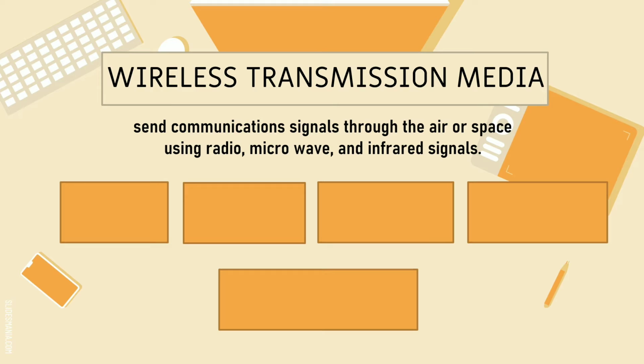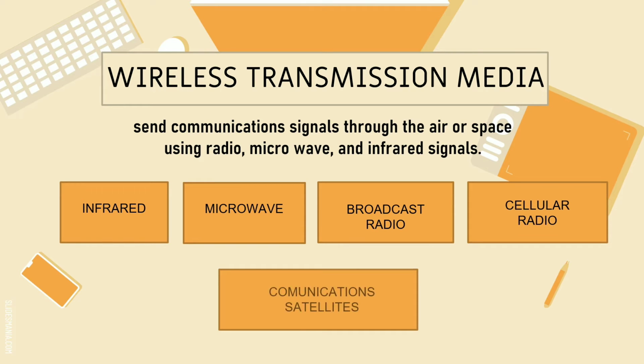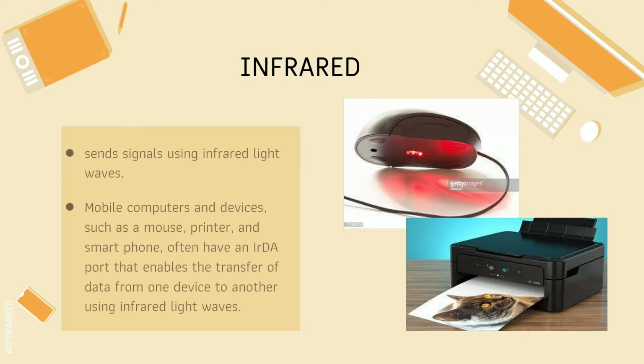Other than physical, we have wireless. Wireless means it sends communication signals through the air or space using radio, microwave, or infrared signals. We have five wireless transmission media, which are infrared, microwave, broadcast radio, cellular radio, and lastly communication satellite. Infrared uses light, such as in the mouse and the laser printer. So the laser printer can print from the light.